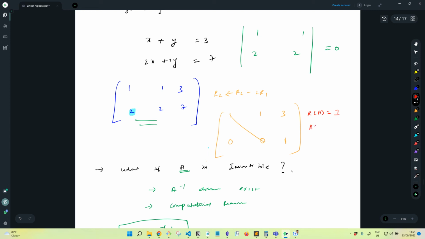What is rank of A? The rank of A is 1, and rank of augmented matrix A comma B is 2, right? Now here we encountered a case where R of A is not equal to R of A comma B. So according to my formula, this system has no solution.